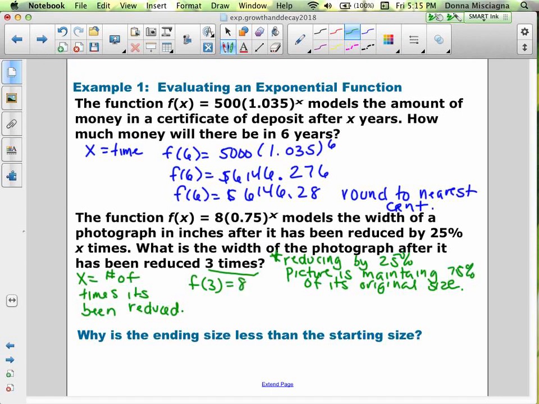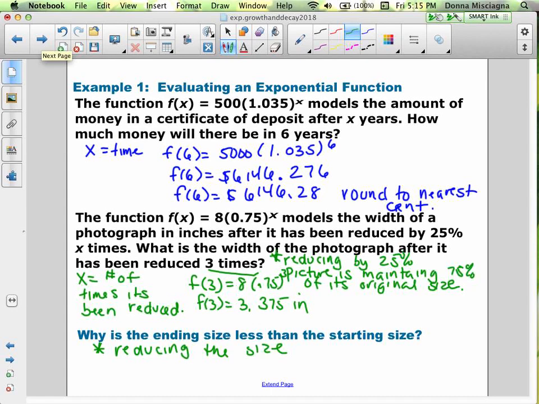All right, so 8 times 0.75 to the third power. I'm going to put that into a calculator. So I have 8 times and then 0.75 raised to the third power, and it's going to be 3.375 inches. Well, look at that. Why is the ending value less than the starting size? Well, first of all, we were reducing the size. That's the first thing. But also, notice something about our base.